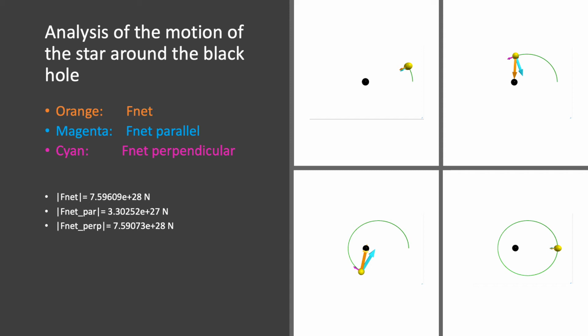So, analysis of the motion. As we can see, the net force is the orange arrow always pointing towards the black hole. The parallel net force is the magenta, which is always parallel to the motion of the star. And the cyan is the perpendicular net force, which also points inside the circle, so to the black hole.